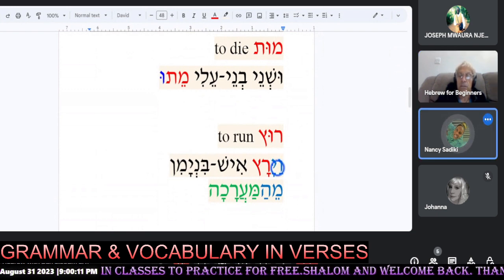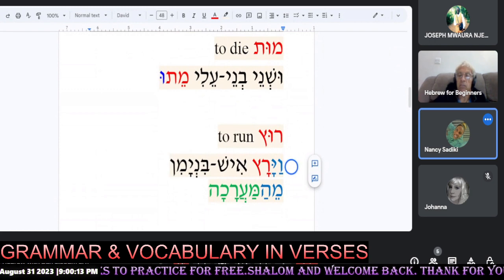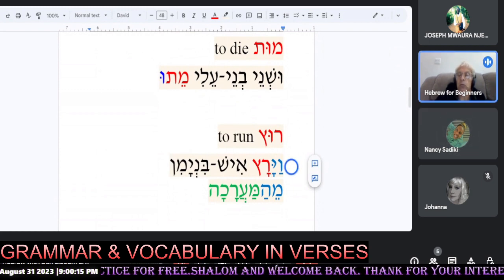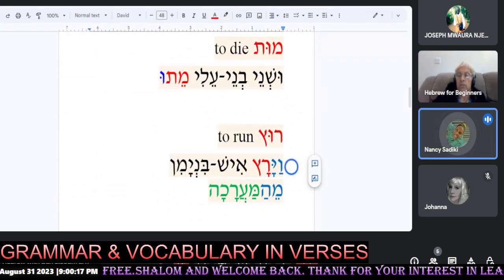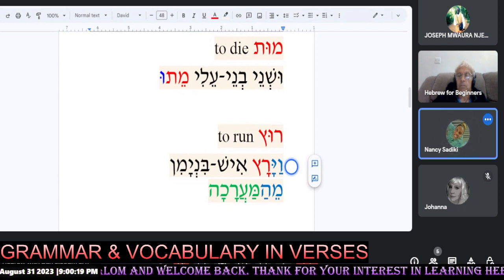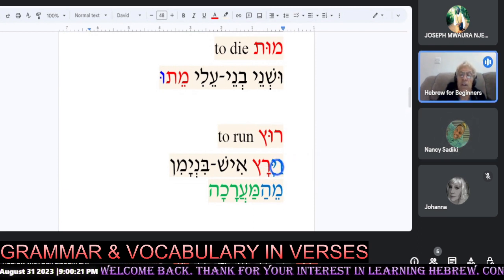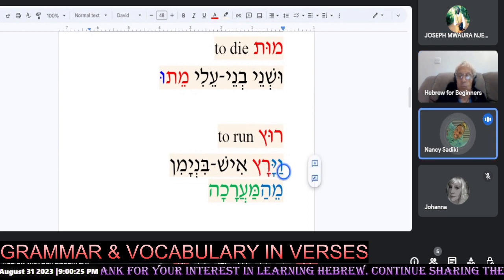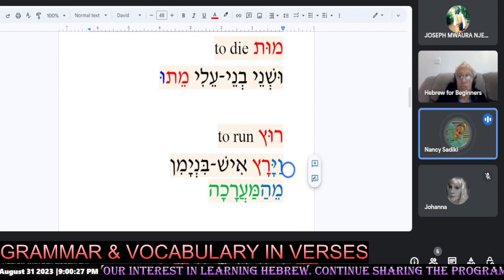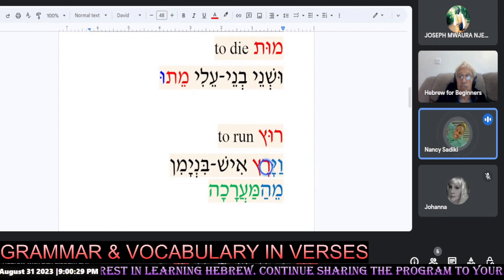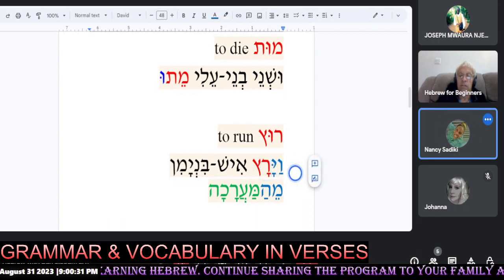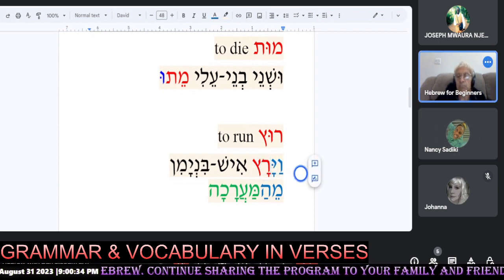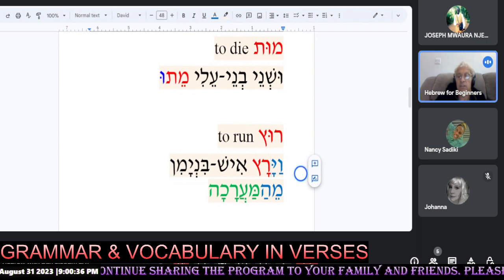Now, so why? Ya means he. He will. It's the future. Now, why is it Vayarats instead of Vayarats? Is it feminine or masculine? That's a great theory, but that's probably not the answer.